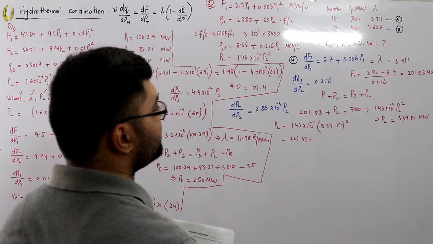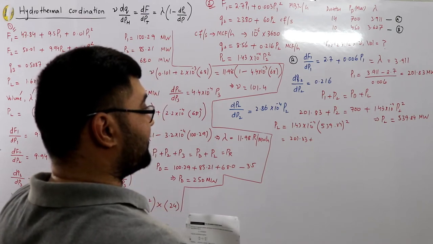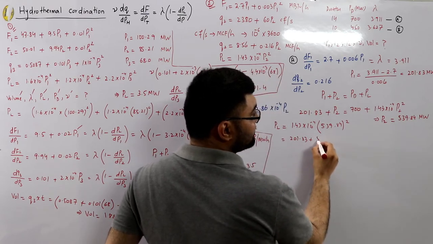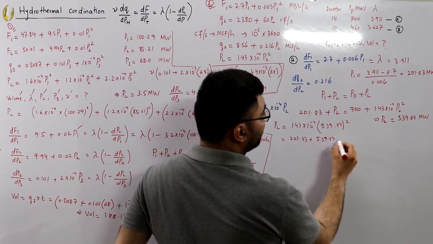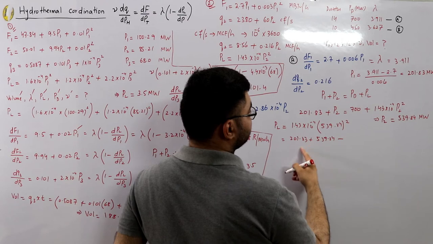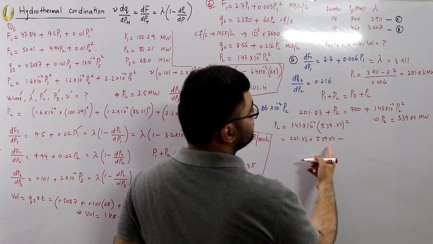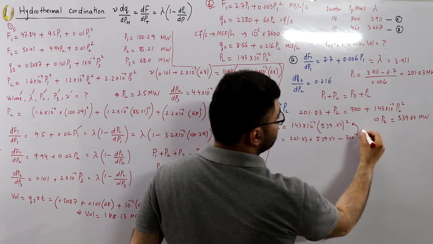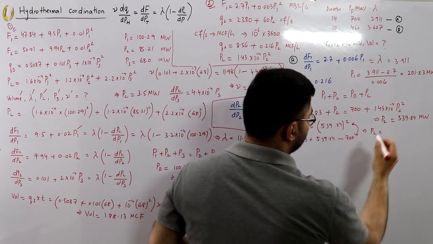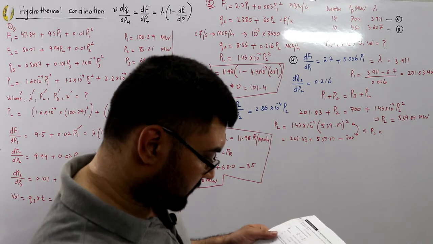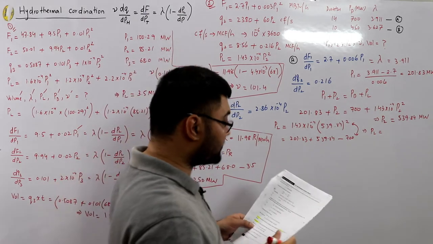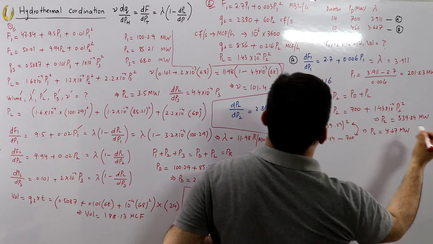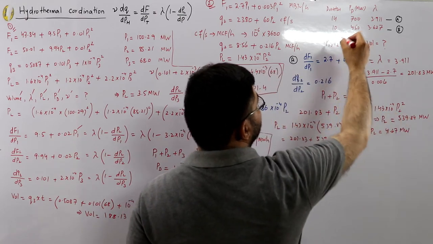Wait, I have a mistake somewhere, I believe. No, yeah, this is P2. So this is 539.84 and then minus P1 plus P2 minus the power demand, which is 700. So these two would give you the same result, that power loss would come equal to what? Power loss is 41.67 megawatts. Power loss is done.